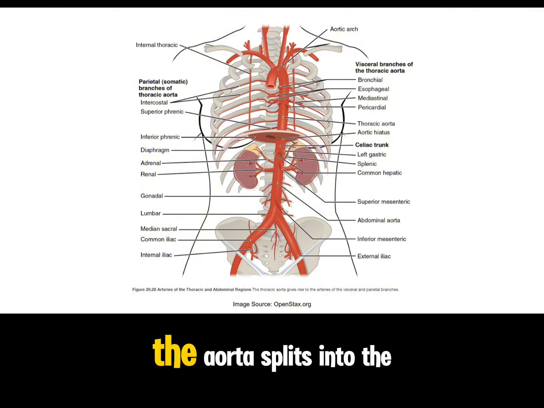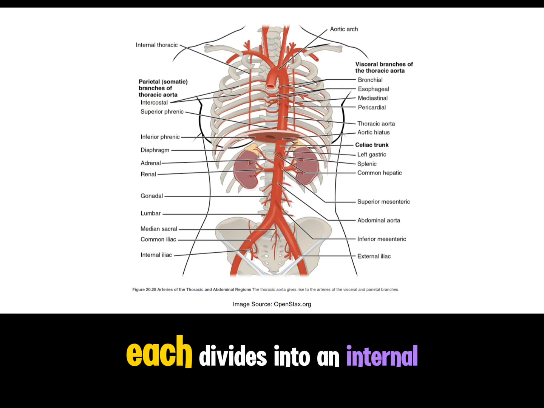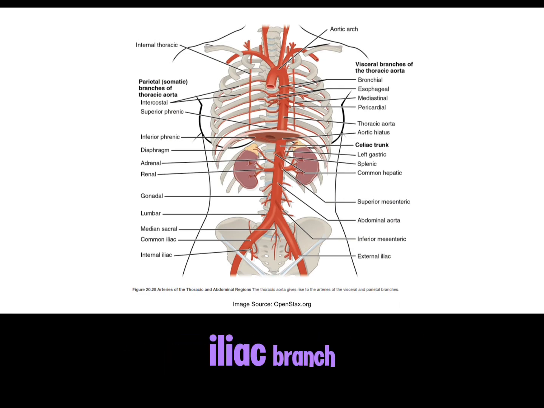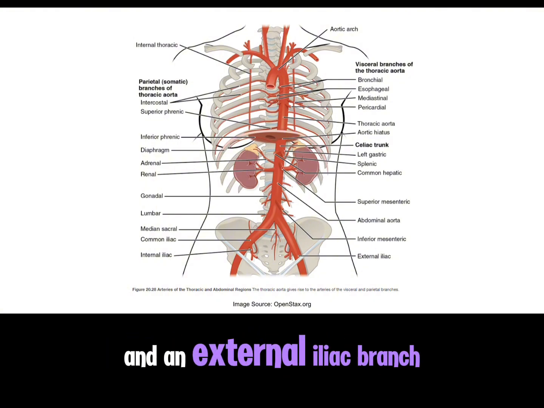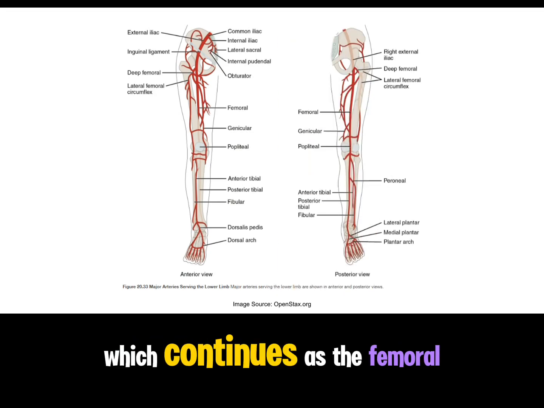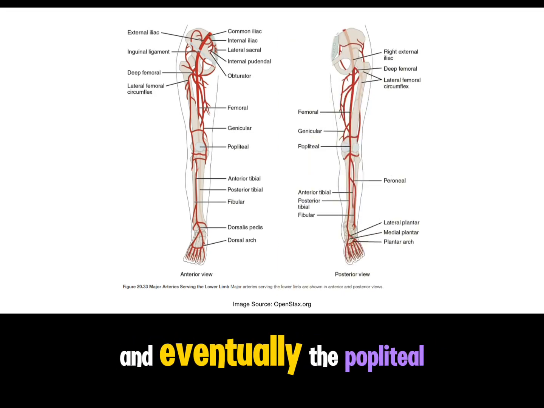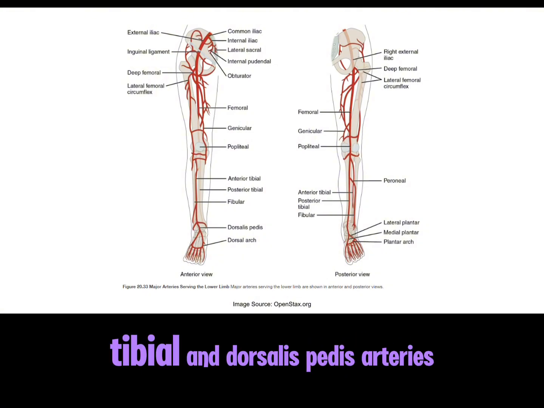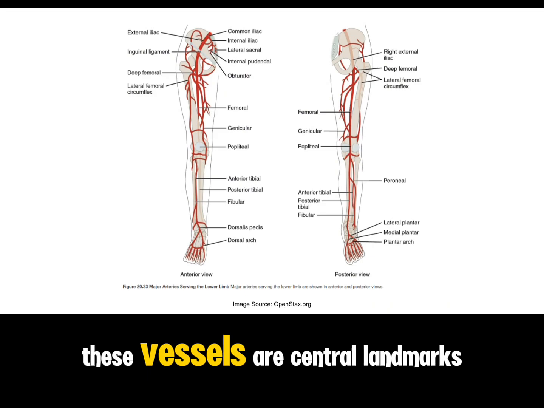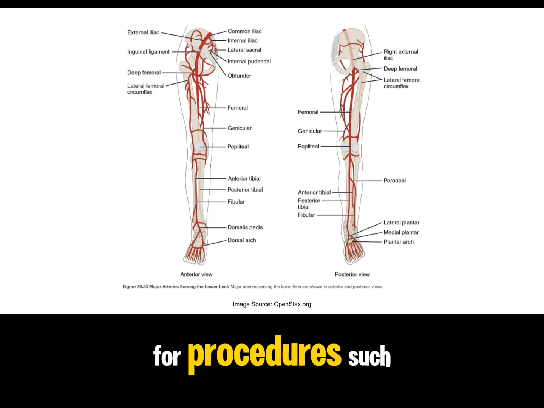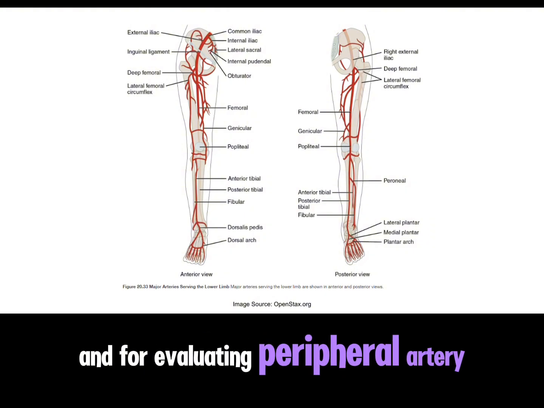Near the pelvis, the aorta splits into the right and left common iliac arteries. Each divides into an internal iliac branch, which supplies the pelvic organs, and an external iliac branch, which continues as the femoral artery down the thigh and eventually the popliteal, tibial, and dorsalis pedis arteries of the leg and foot. These vessels are central landmarks for procedures such as cardiac catheterization and for evaluating peripheral artery disease.